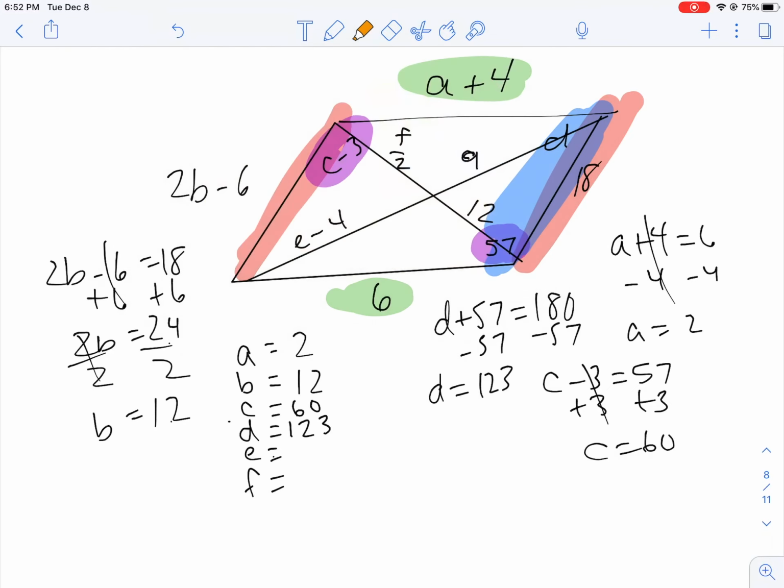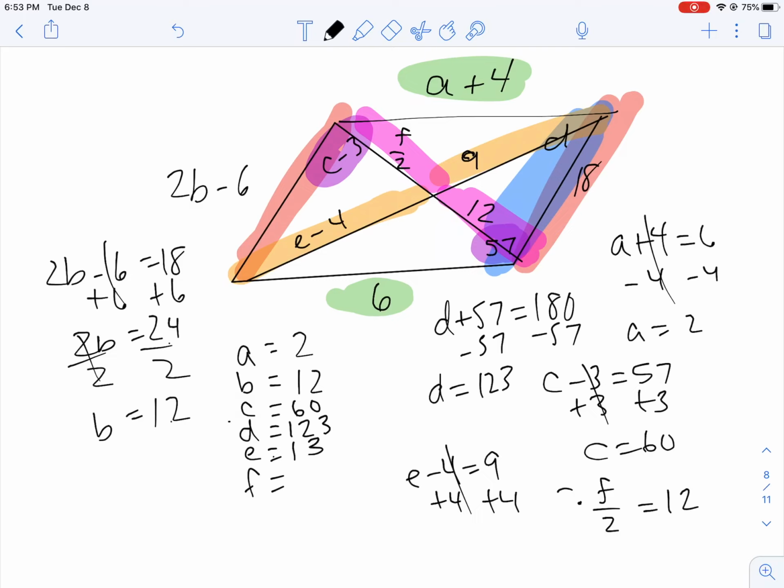Going with E, now we have our diagonals. So this half has to equal this half. So E minus 4 equals 9. So add 4, and E is 13. And finally, our last one. But again, these are also diagonals, so this half has to equal this half. So F divided by 2 equals 12. Times by 2, times by 2, and F is 24. So there are all of the properties of a parallelogram. Everything you would need to know.